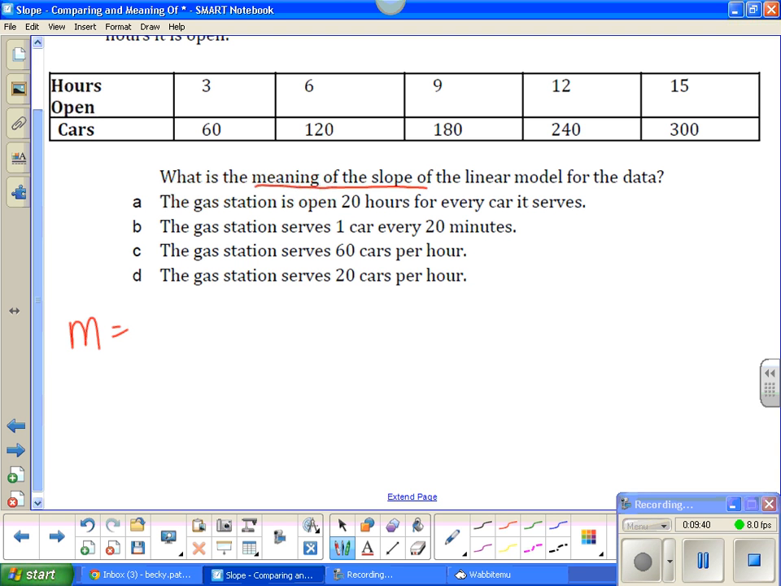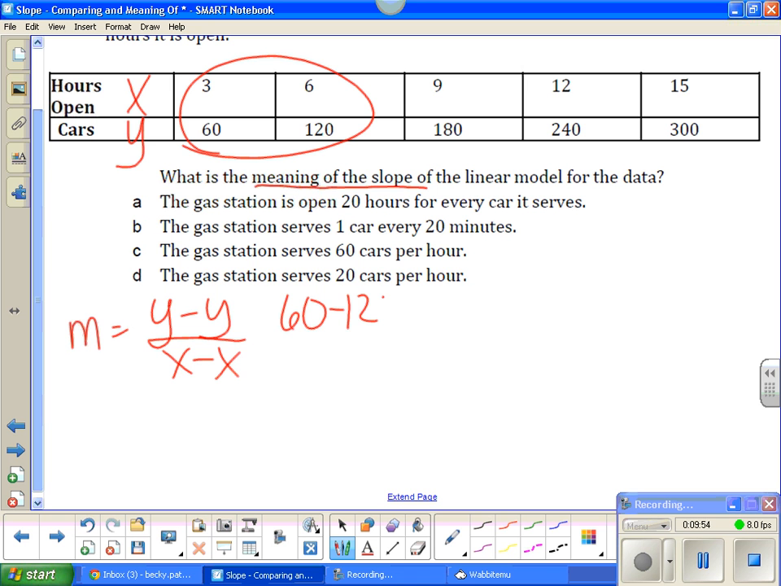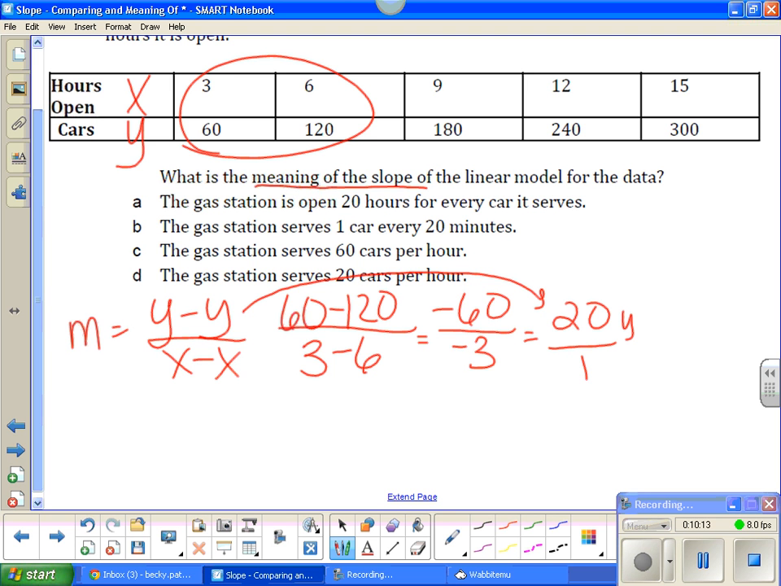Okay, you know that slope is y minus y over x minus x. When you have a table, these are your x's and these are your y's. I always want you to label those. So I'm going to pick 2 points. And I'm going to go y minus y. So I'm going 60 minus 120 over 3 minus 6. That gives me a negative 60 over a negative 3, which reduces to a 20. I'm going to put my 20 over 1 because I'm getting ready to break this down. Okay, remember, slope is y's, so these are y's, over x's. So here's your x. So something about 1 and something about a 20.